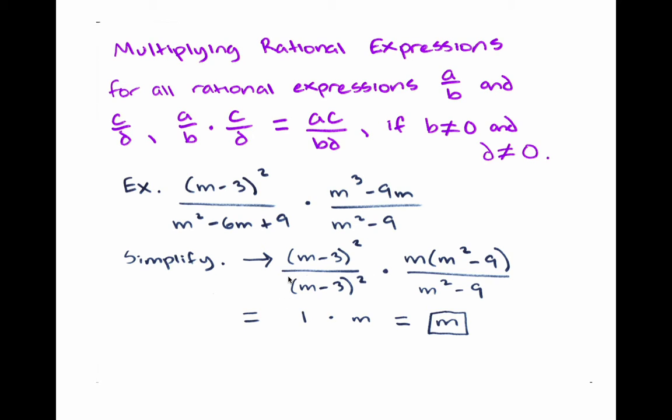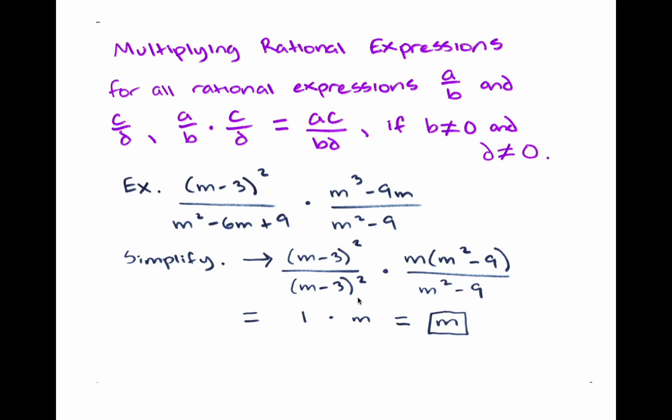And then with the second rational expression, we can just take an m out of the top because that's our greatest common factor. So when we take an m out, we're left with m times m squared minus 9. So that is as much as we can factor it. So now all we're going to do is just cancel out what we can and see what we're left with. So on the left, we have m minus 3 squared over m minus 3 squared. So obviously anything divided by itself is going to equal 1. So we can just cross both of these off.